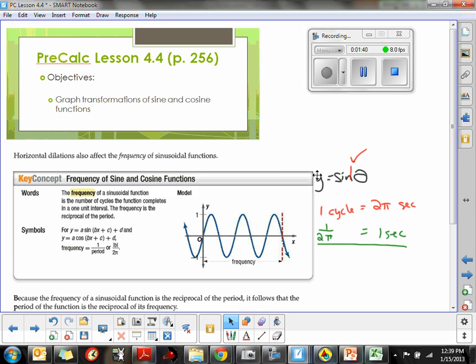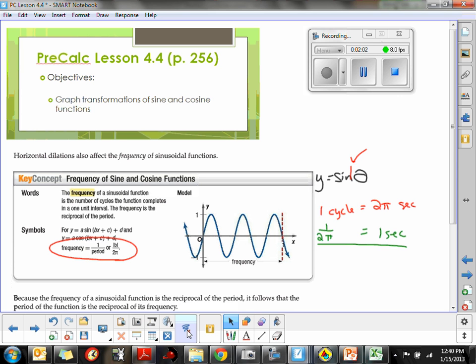So the quick and easy idea about frequency is it's always the reciprocal of the period. So what we're doing is we're going from how long does it take for one period to occur, to saying how many cycles does it go through in one length of time or interval. So the simple idea is wrapped up in the idea that frequency is 1 over period.